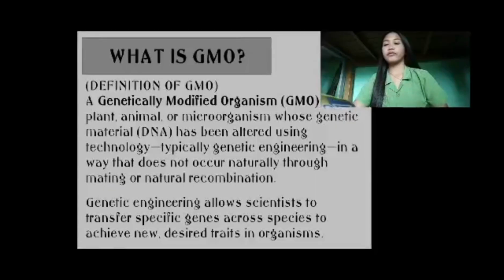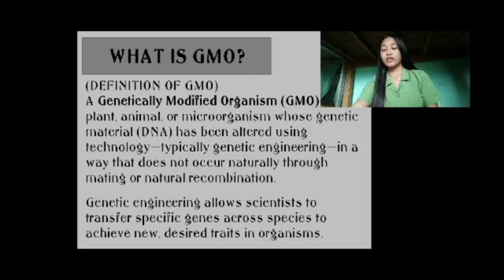So, good day everyone. I am Marlyn Cañedo, and this is the continuation of the topic GMOs. Today I will discuss GMOs and non-food crop organisms and the food and agricultural industry. So first, what is GMO? GMO is a genetically modified organism. It is an animal, plant, or microorganism whose genetic material, or DNA, has been altered using technology, typically genetic engineering, in a way that does not occur naturally through mating or natural recombination.